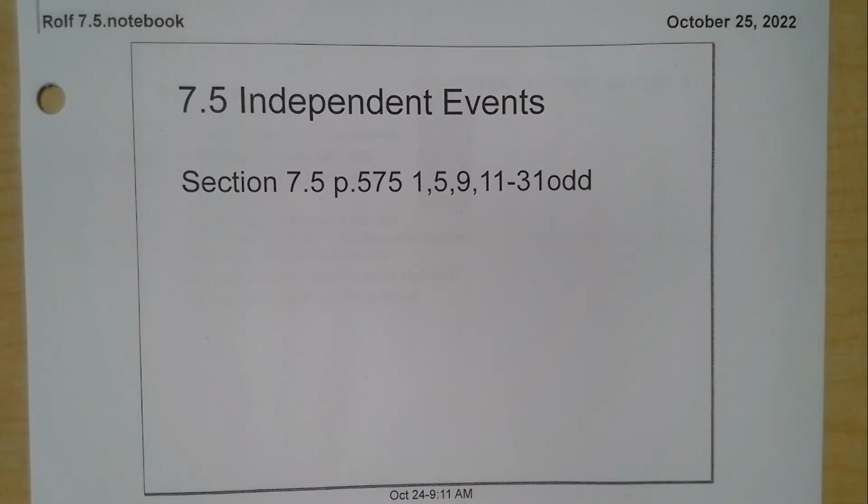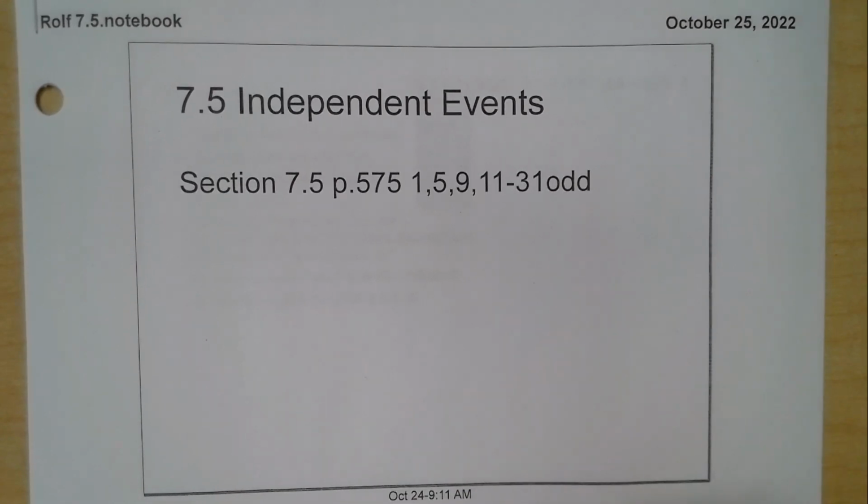All right, this is section 7.5 from the Rolf book. It's about independent events. So here's the definition of independent events.